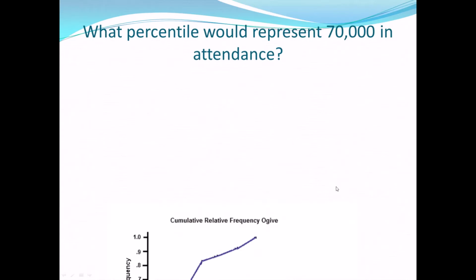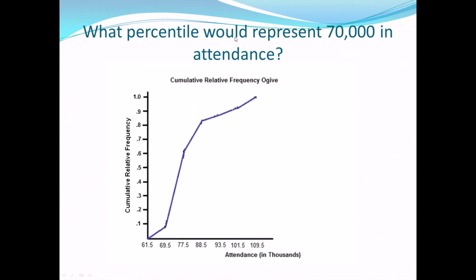You might be asked to go the other way. Like, what percentile would represent 70,000 in attendance? Well, 70,000 is somewhere down here, like maybe there. And so if you hit this and go over, you're looking at about the 15th percentile. So there it is. That's how you construct an ogive, and that's how you interpret it as far as percentiles go.